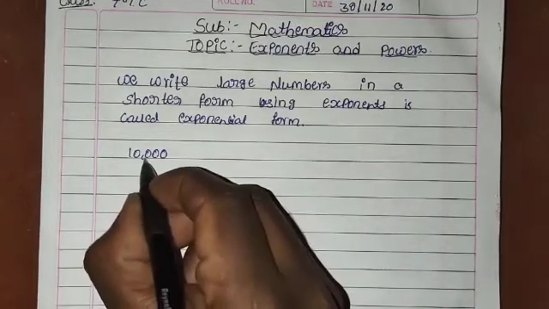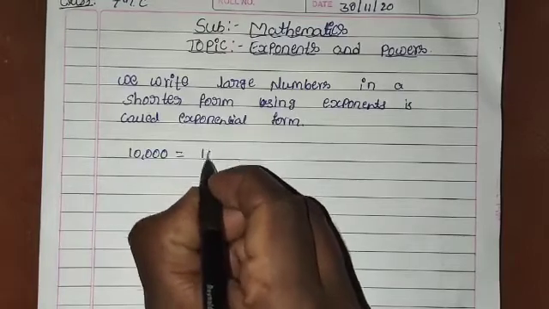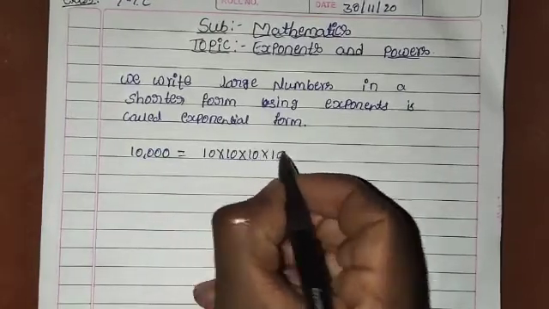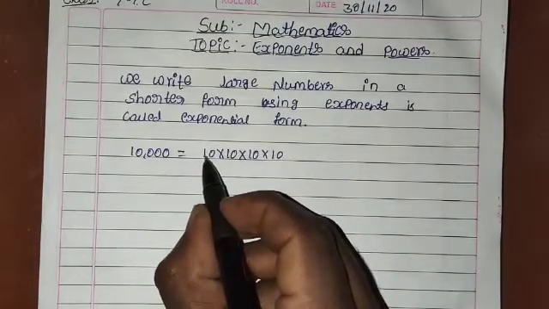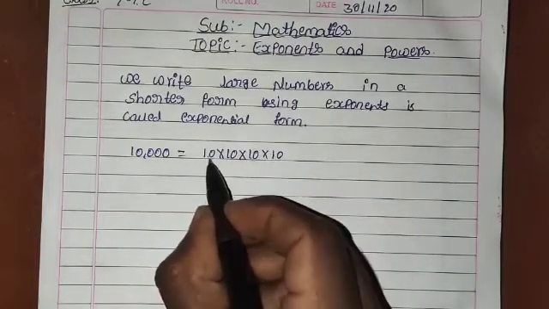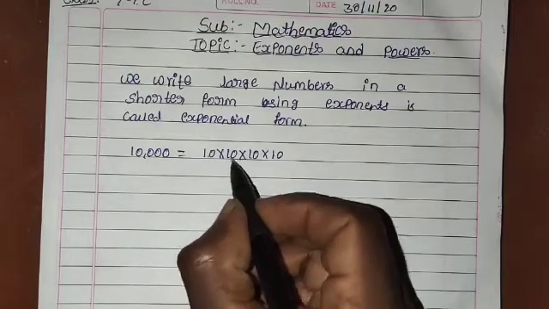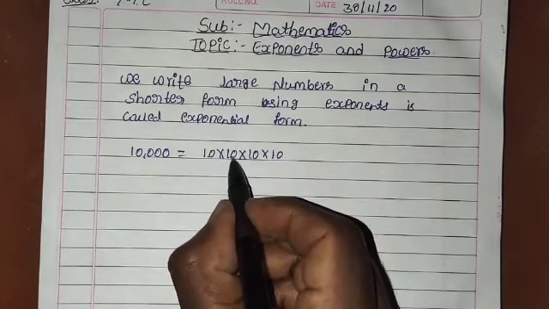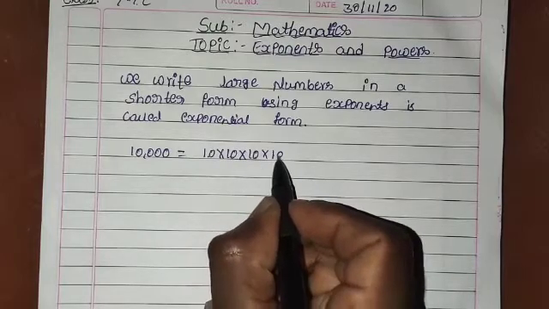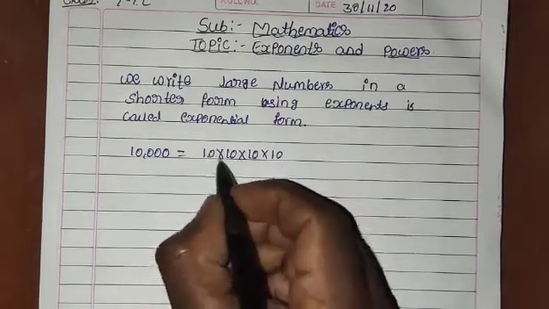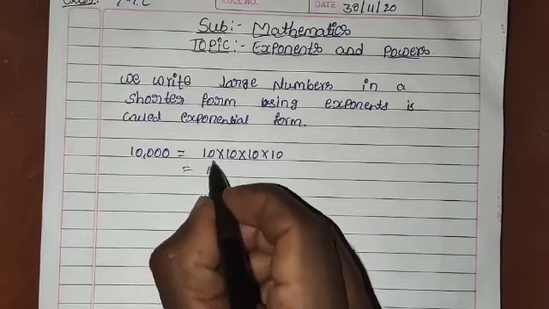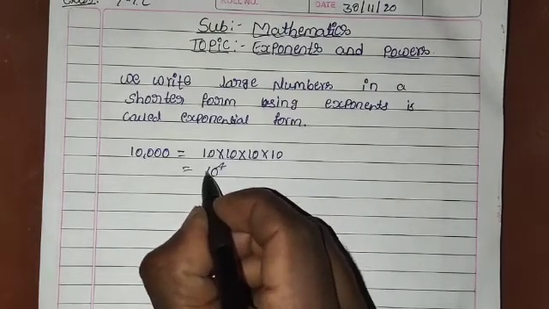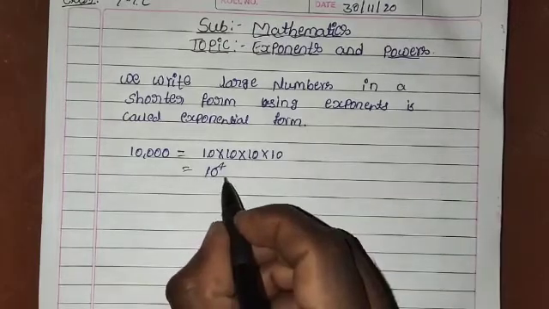We can write 10,000 as 10 into 10 into 10 into 10. When we multiply this, we get 10,000. 10 into 10, 10 tens are 100, and 100 into 10 is 1000, and 1000 into 10 is 10,000. For this we can write it as a 10 power. How many tens are there? 1, 2, 3, 4. So we can write it as 10 power 4.